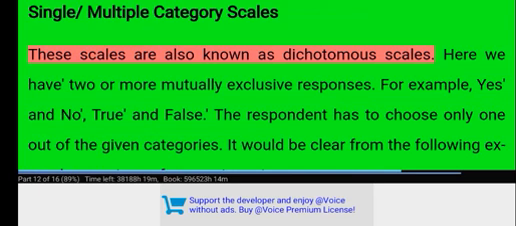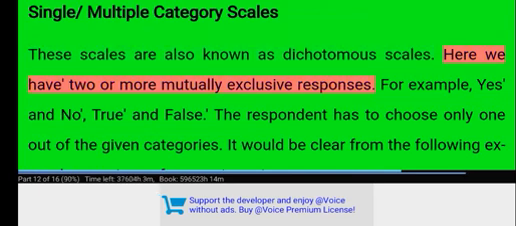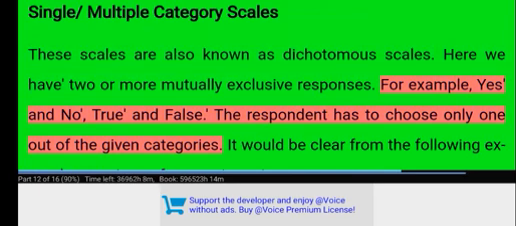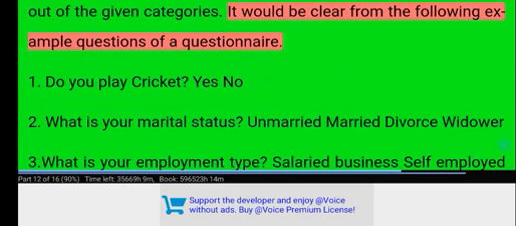Single or multiple category scales. These scales are also known as dichotomous scales. Here we have 2 or more mutually exclusive responses, for example, yes and no, true and false. The respondent has to choose only one out of the given categories. It would be clear from the following example questions of a questionnaire.